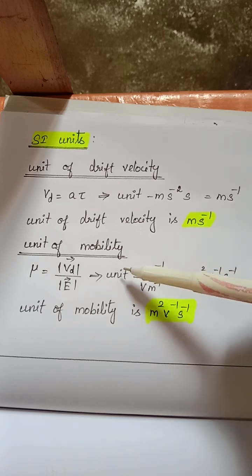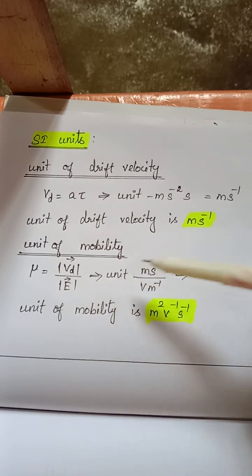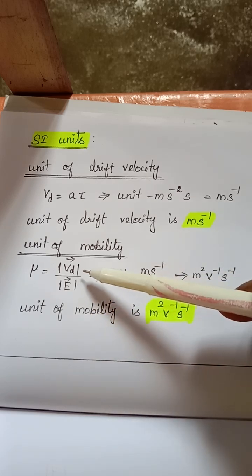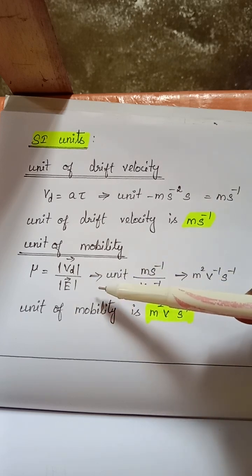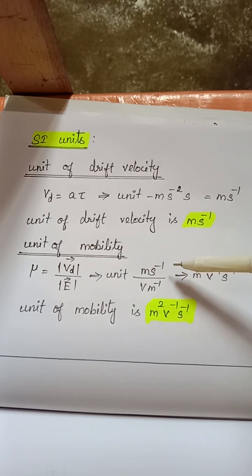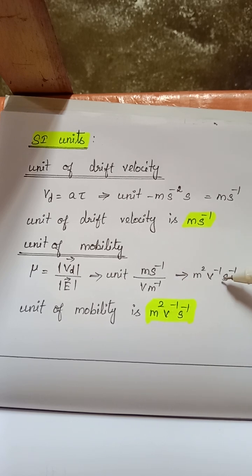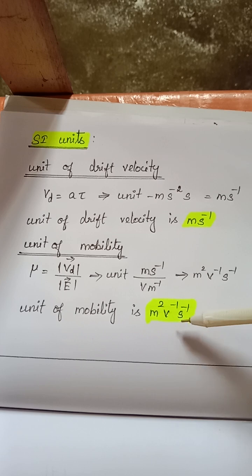Next, the unit of mobility. The formula is mu equal to vd vector by E vector. The unit: vd is velocity, m s power minus 1, divided by E, the electric field, that is V m power minus 1. Combining both, that is m squared V power minus 1 s power minus 1. So the unit of mobility is m power 2 V power minus 1 s power minus 1. Thank you.